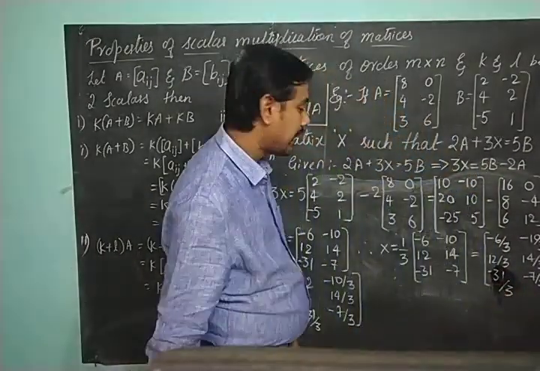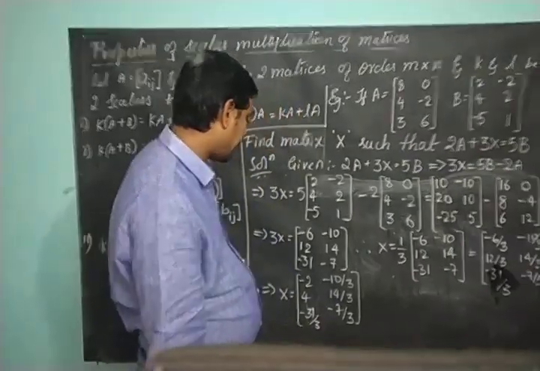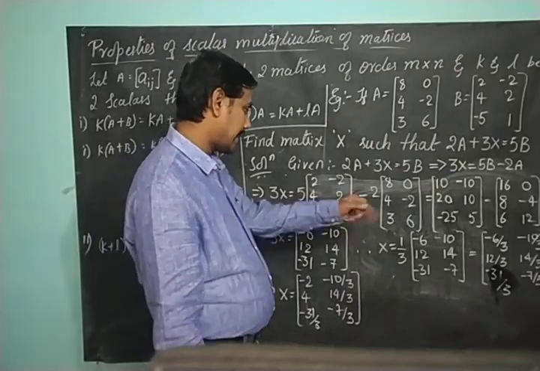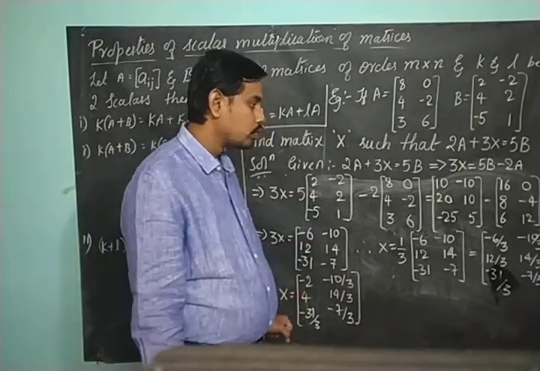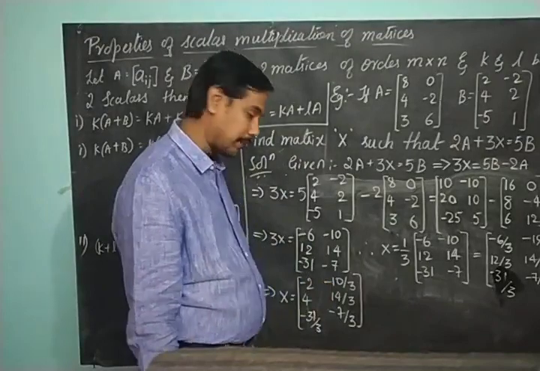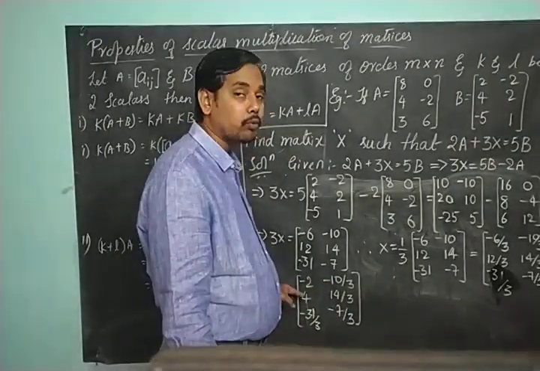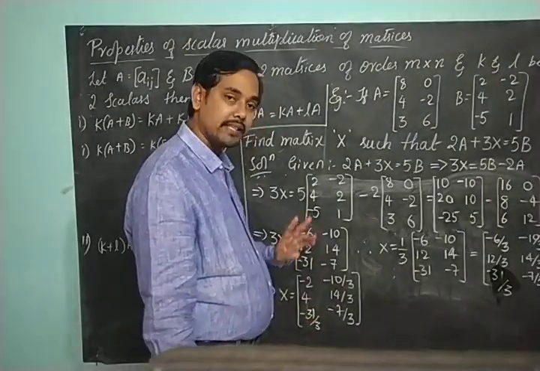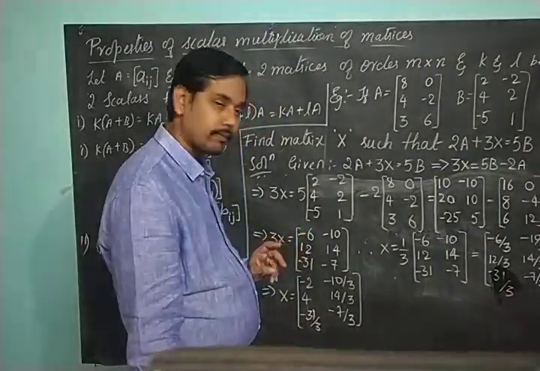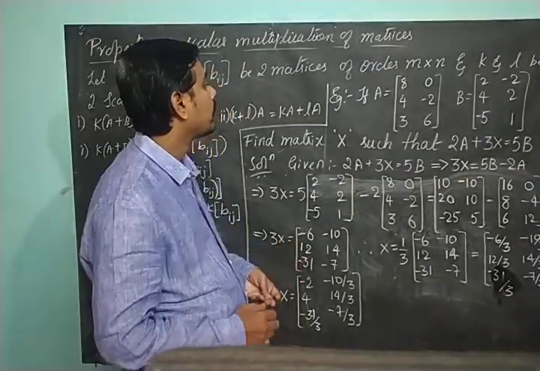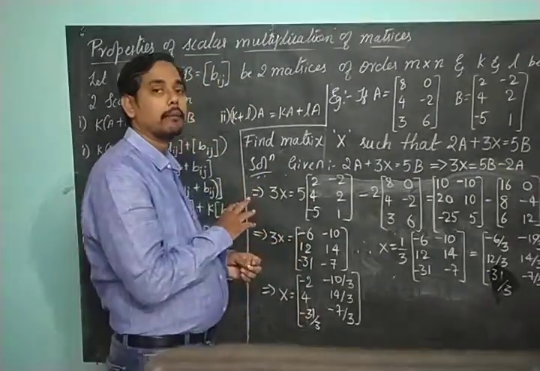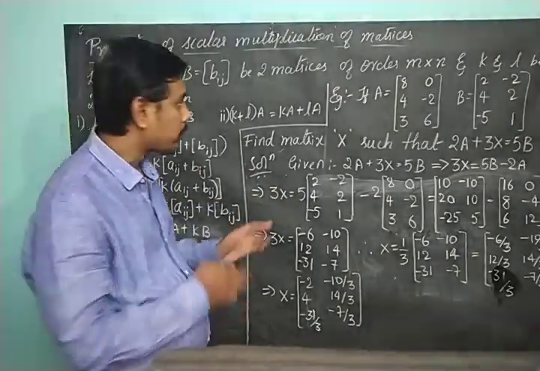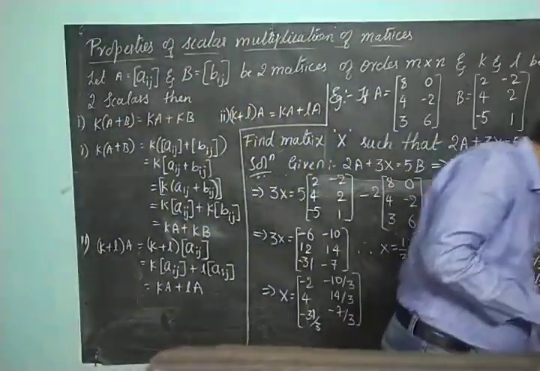This is minus 31 by 3 and minus 7 by 3. Right. So what is minus 6 by 3? That is minus 2. What is minus 10 by 3? As it is, you keep it, we cannot simplify. 12 by 3 is what? 4. Then 14 by 3 as it is. Minus 31 by 3 as it is, and minus 7 by 3 as it is. Okay. This is how we can apply the property of scalar multiplication and find out the required values. Okay. So pause this video, make a note of this.